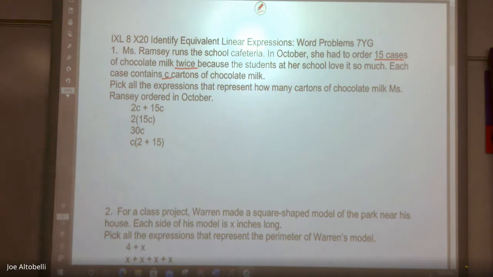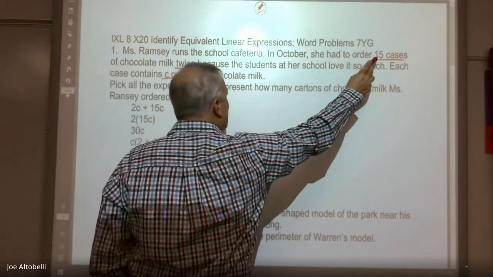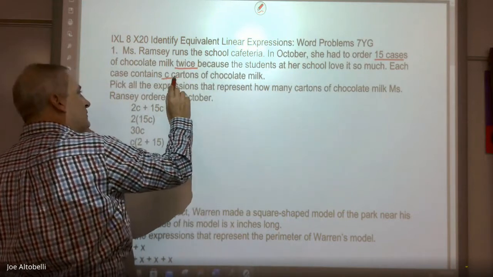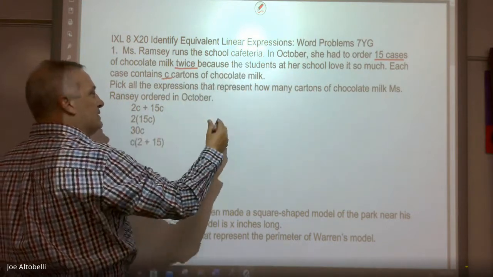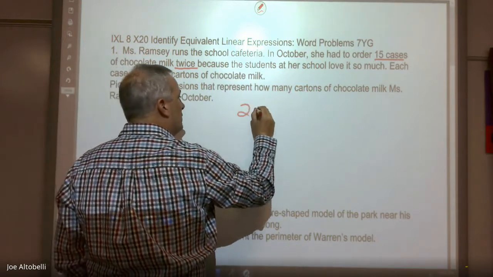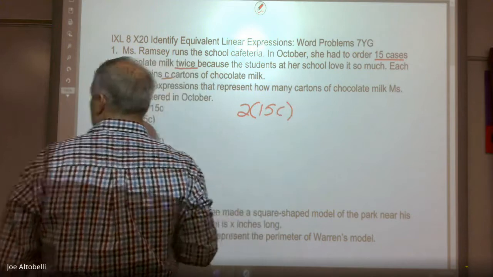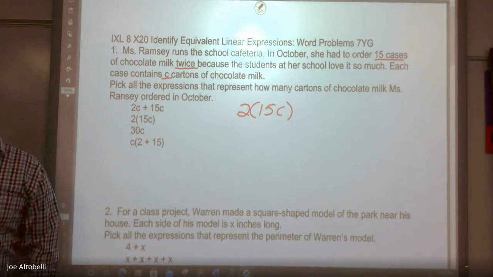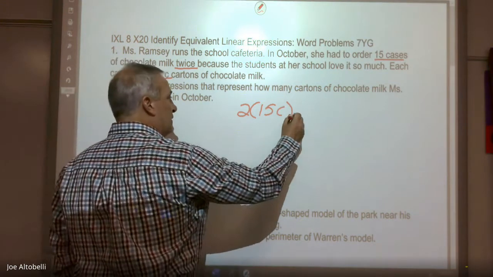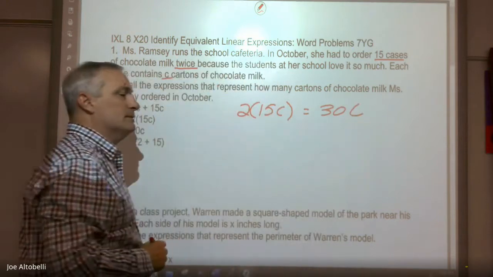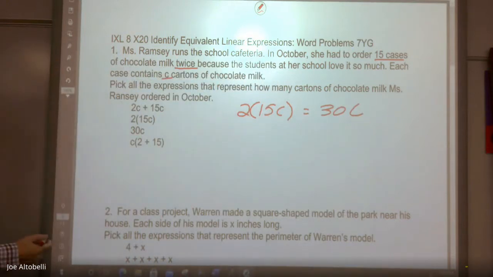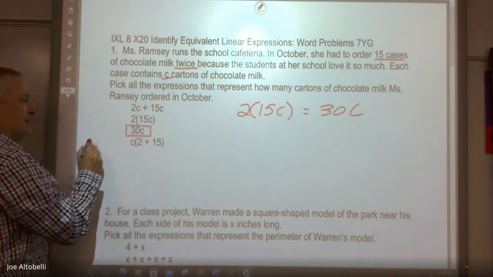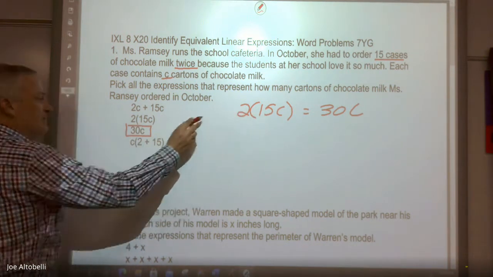ordered in October. So we have 15 cases twice and C for each cartons and cases. So it's going to be 2 times 15C. Okay, 2 times 15C. Everybody got that? And then 2 times 15 is 30, so this is equal to 30C. From that, you can come over here and see that we have 30C. We also have 2 times 15C.